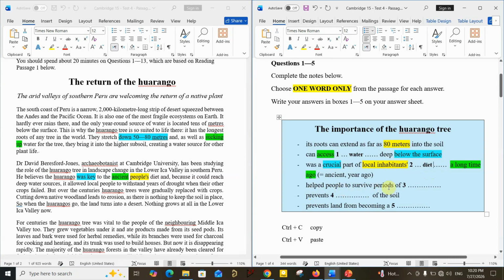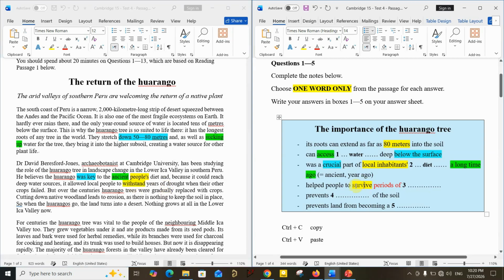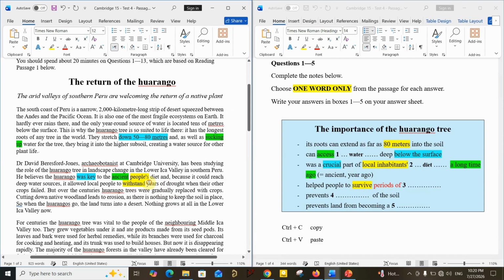Helped people to survive periods of what? Periods. Something related to the period, time, something like this. It should be easy to look for. And survive could be paraphrased with something else. Because it could reach deep water sources, it allowed local people to withstand. Withstand means what? Withstand means survive. I already mentioned it in my IELTS keyword table. And periods of means years of. You see? This is easy. So drought would be your answer.